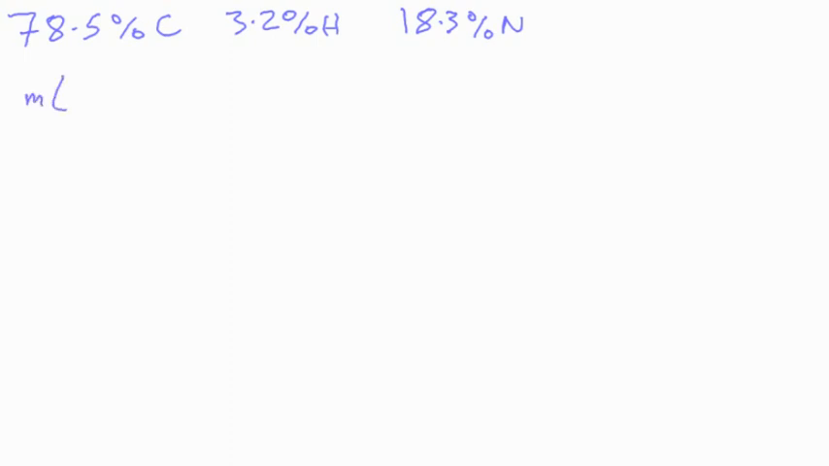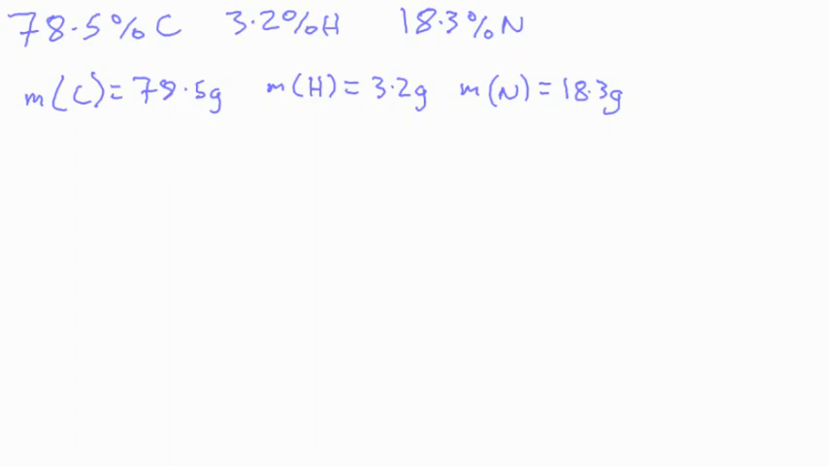So our mass of carbon is equal to 78.5 grams. Our mass of hydrogen is equal to 3.2 grams, and our mass of nitrogen is equal to 18.3 grams. Cool, now we have our mass. Our next step is to calculate the number of moles of each element.